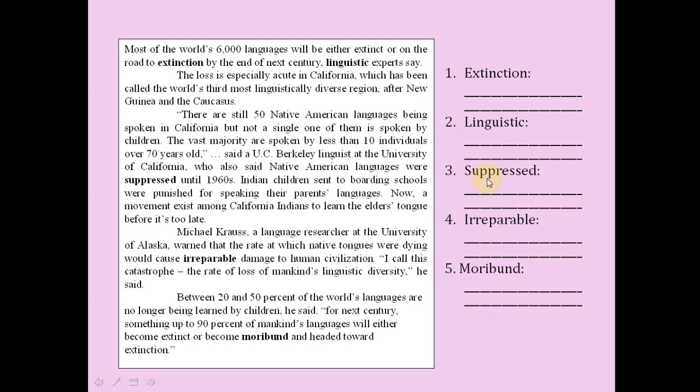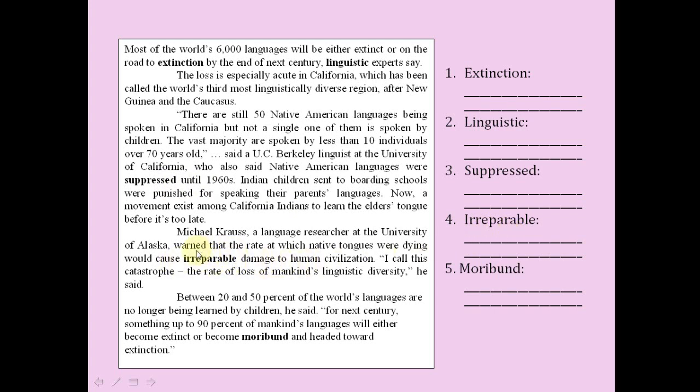And suppress it here. Okay, saya baca. Who also said Native American languages were suppressed until 1960s. Indian children sent to boarding school were punished for speaking their parents' languages. Berarti suppresses means force, made by force, atau kita bisa bilang di sini punished for speaking their parents' language is suppresses. Adanya sebuah punishment atau paksaan, forcing for speaking their parents' language, we say that suppresses. And then irreparable here.